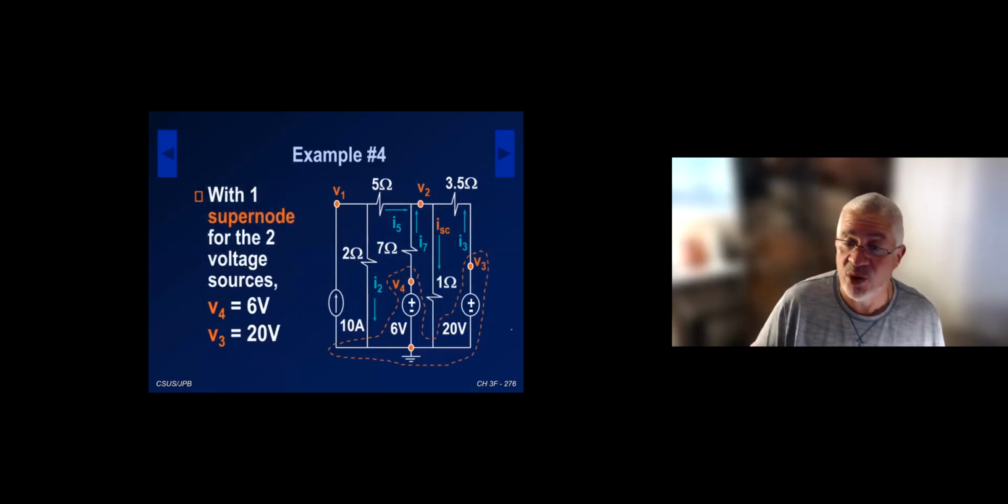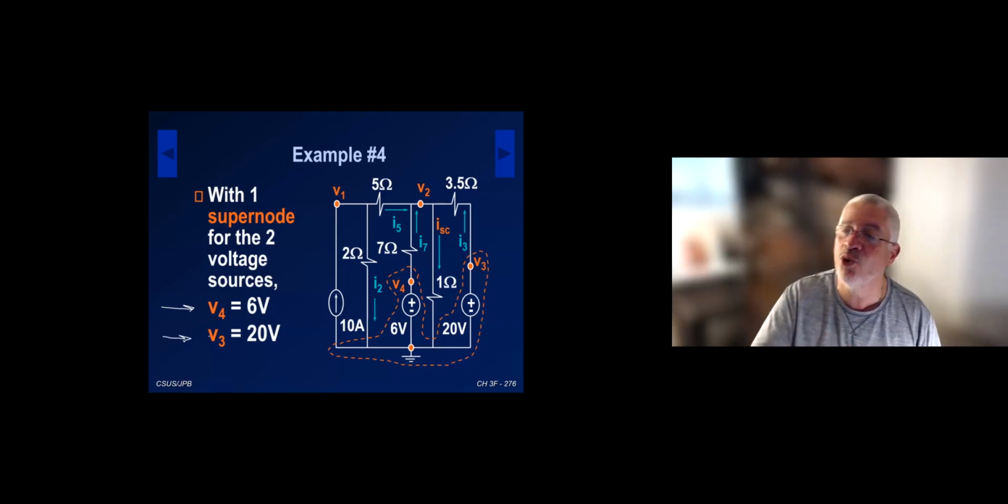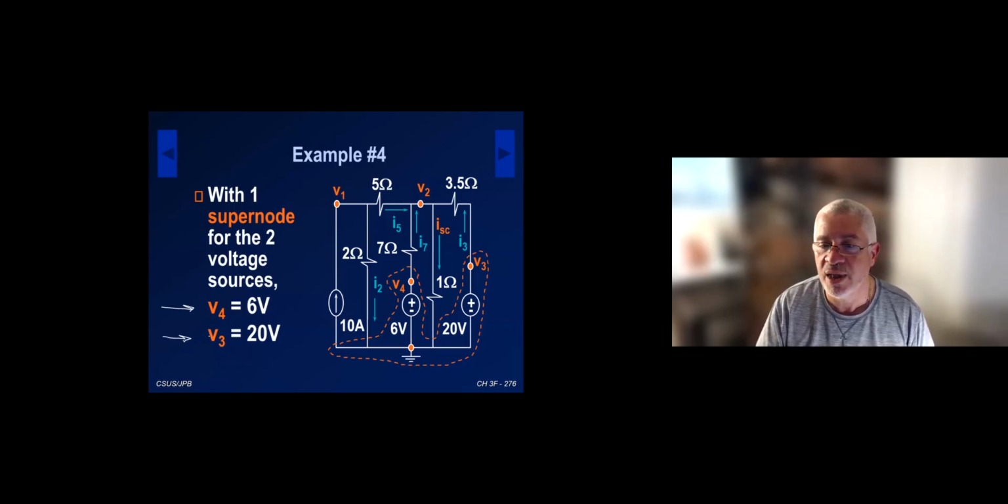This is a case where we have 2 supernodes that share a common node, that bottom node, which is the reference node. So I combine them into a larger supernode. Then we write one source equation for each voltage source. For the 6-volt source, where the plus is, V4 minus 0 equals 6. And for the 20-volt source, where the plus is, V3 minus 0 equals 20 volts. These are easy equations to write. When you have voltage sources in nodal analysis, they're actually the easiest equations to write, if you're prepared and you don't have a phobia about how to treat voltage sources.